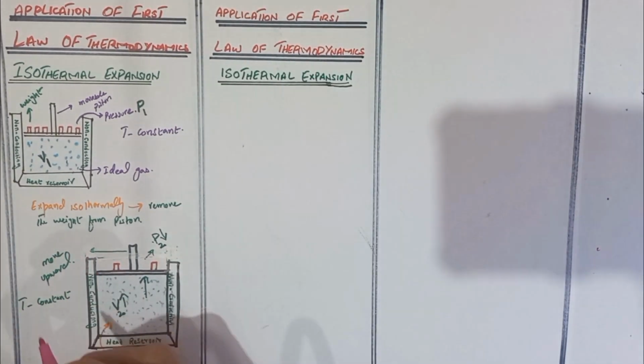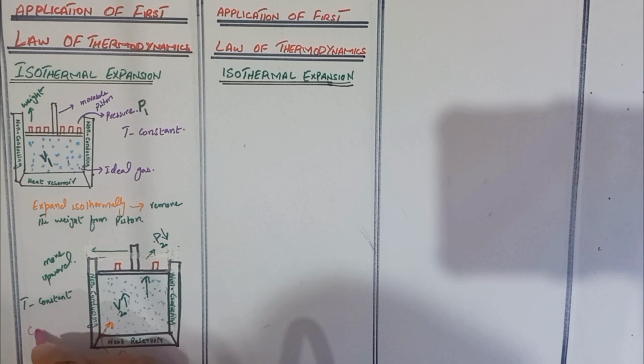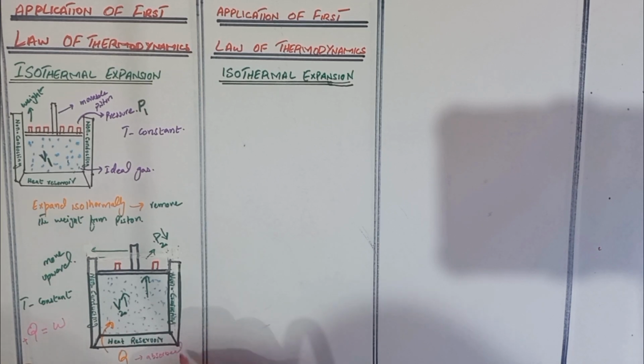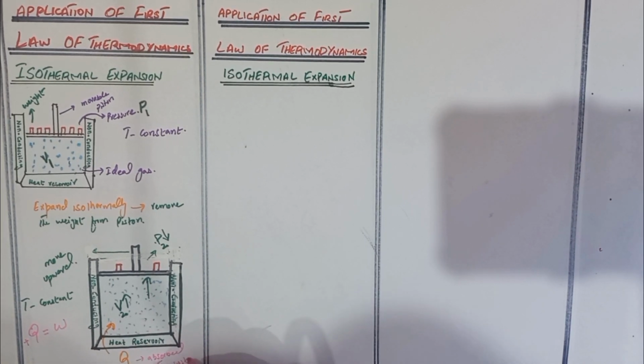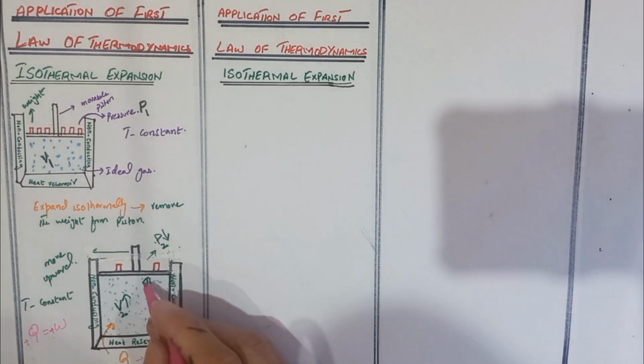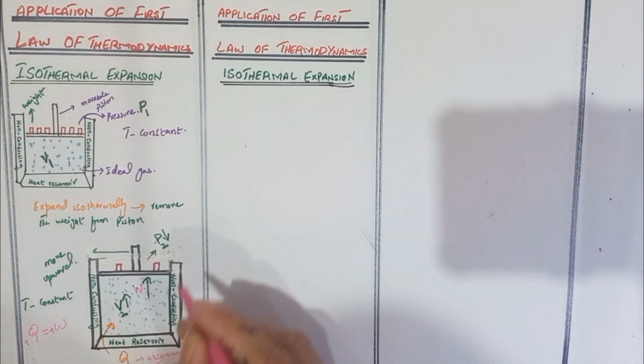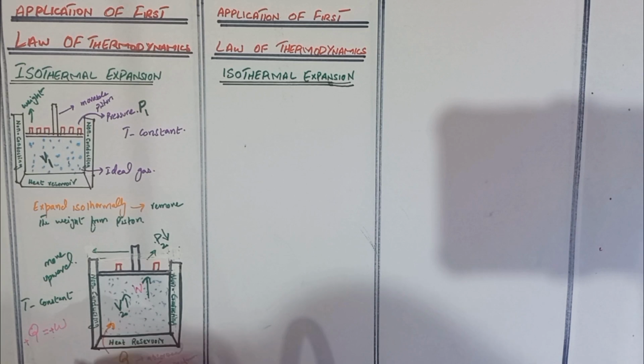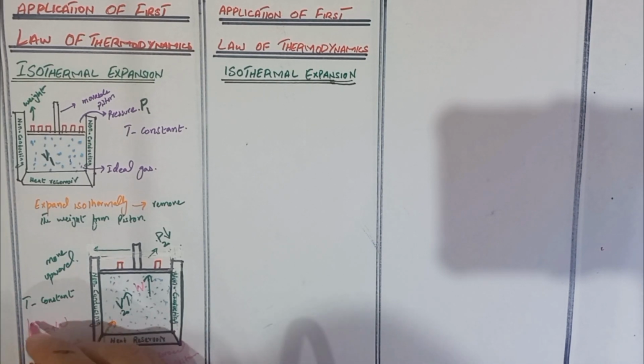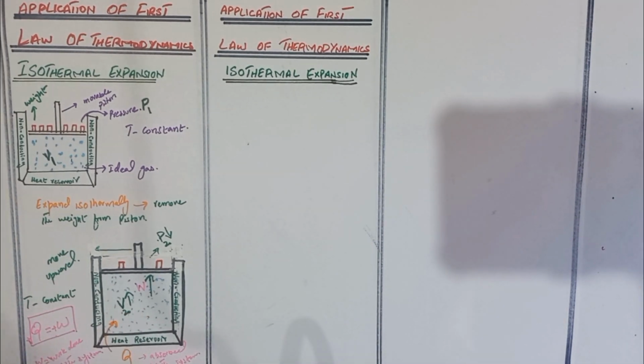In this isothermal expansion, the equation of the first law of thermodynamics is Q is equal to W. Here Q is the heat absorbed by the system. It is positive because it is absorbed by the system. And the work done is also positive because the work is done by the system to move the piston upward. So this is the equation in the case of the isothermal expansion.